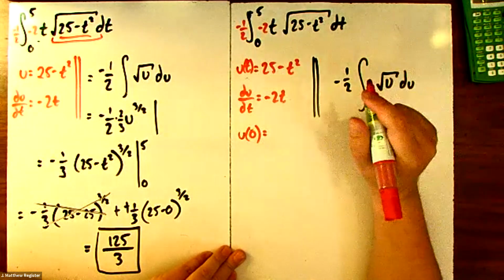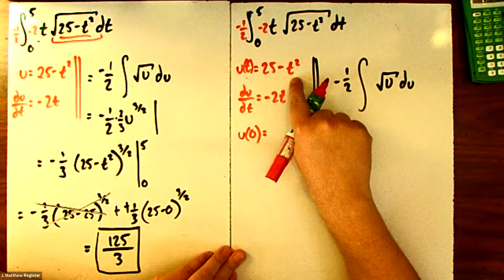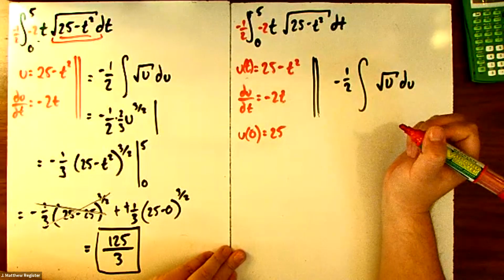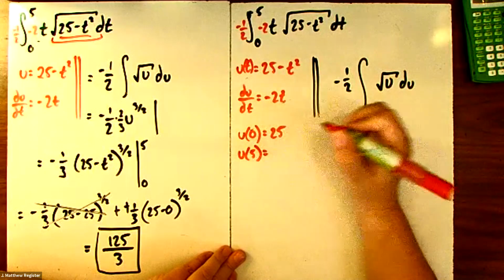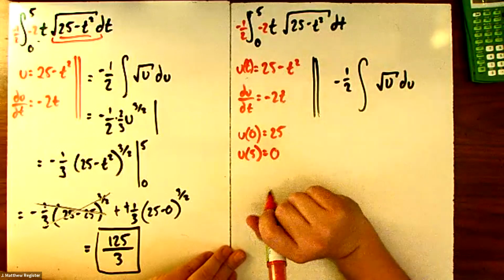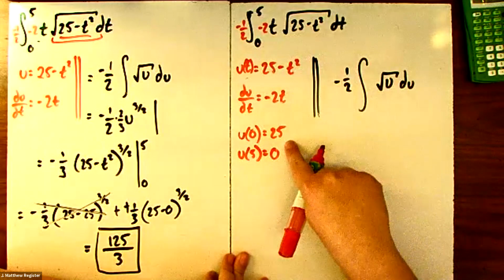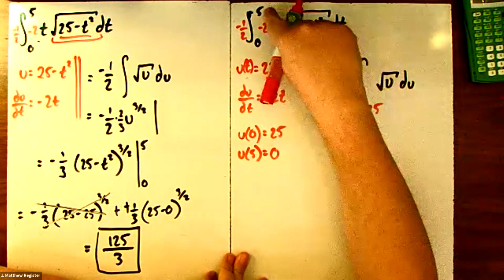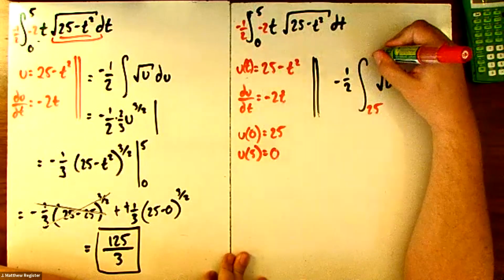Well, if you plug 0 into this function, you're going to get 25 minus 0, which is 25. If you plug in 5, you get 25 minus 25, which is 0. And so our lower bound, which was 0, is now going to become 25. Our upper bound, which was 5, is now going to become 0.